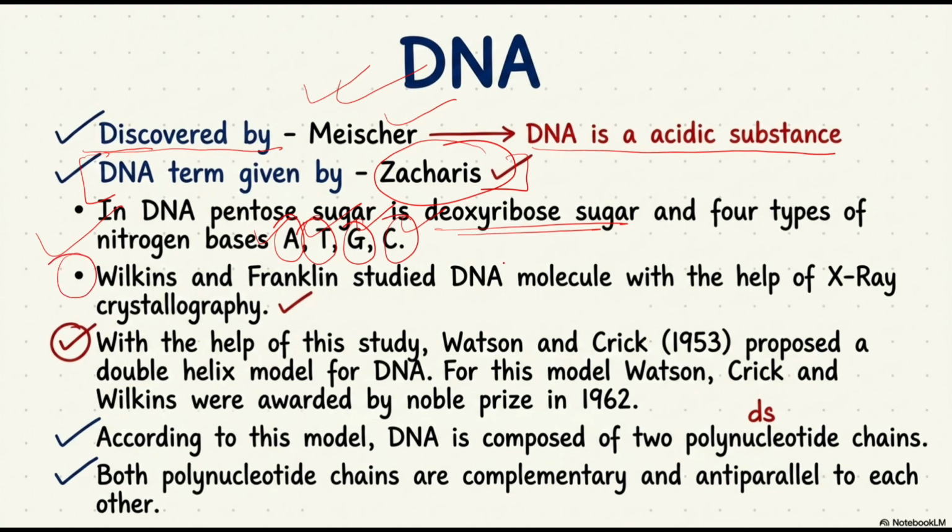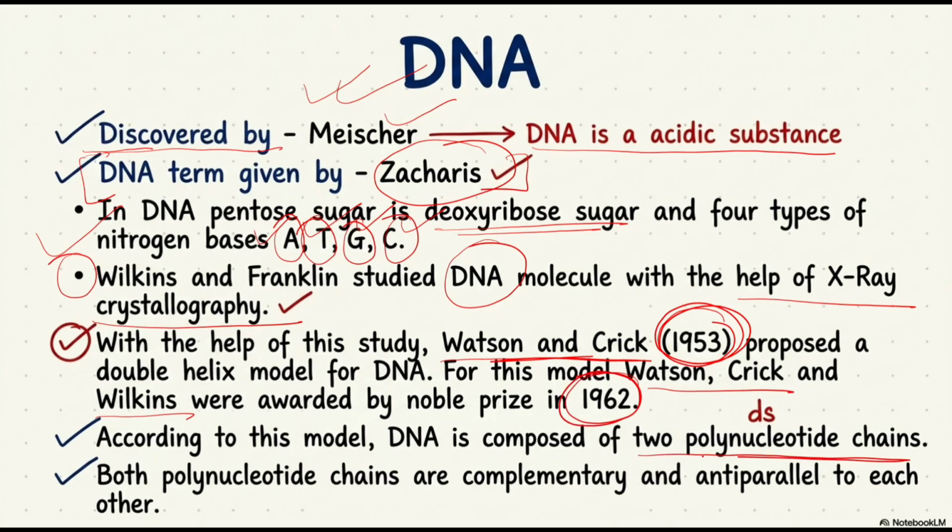Wilkins and Franklin studied the DNA molecule with the help of X-ray crystallography. With the help of this study, Watson and Crick in the year of 1953, the year is important, proposed a double helix model for DNA. For this, Watson, Crick and Wilkins were awarded the Nobel Prize in the year of 1962. And according to this model, DNA is composed of two polynucleotide chains. That's why it is called double-stranded, DS, and both polynucleotide chains are complementary and anti-parallel to each other.